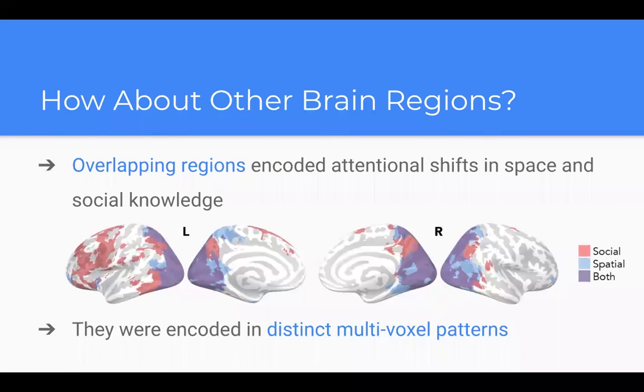How about the other brain regions? We repeated the pattern similarity analysis in the whole brain and found considerable overlap in the brain regions that encoded the direction of attentional shifts in both social and spatial tasks, particularly in the parietal and occipital cortex. But again, these brain regions did not encode the directions of attentional shifts in the two domains in the same way. We have also obtained very similar results when using another type of classification analysis, both within each of the domains and across the two domains.